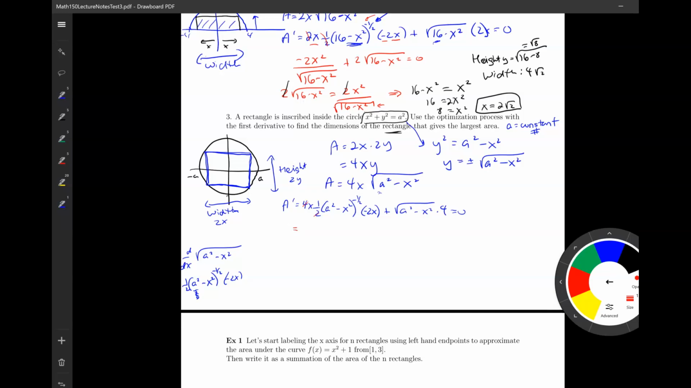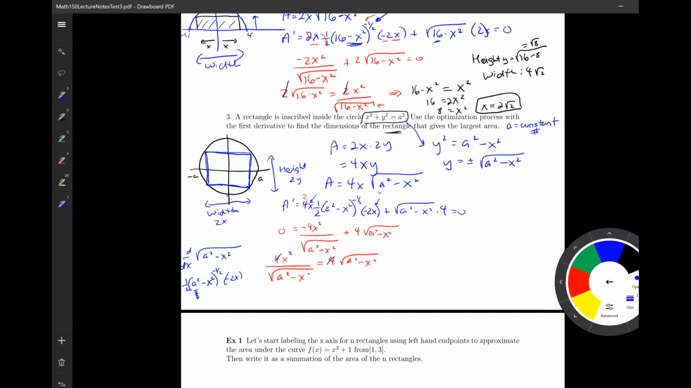So let's see, I've got a 2 up here, so I'd get a negative 4x over the square root of a squared minus x squared in the denominator. And then plus, and I'll just put this equal to 0 over here. So let's move this to the other side. Okay, let's cancel the 4s. Oops, I can see I made a mistake. There's an x here and there's an x here. So this is x squared.